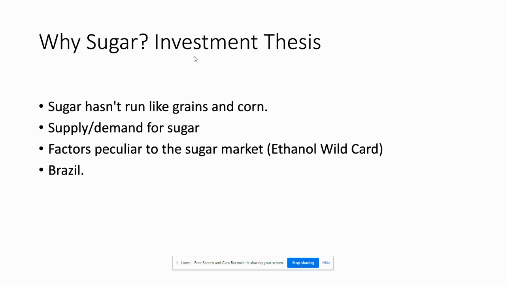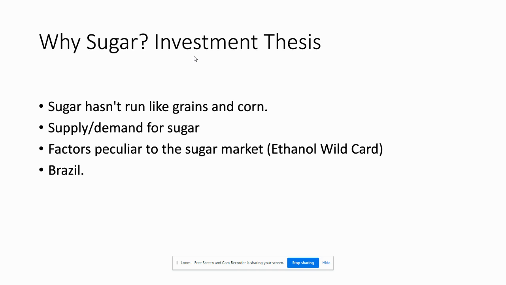Sugar is not a commodity whose supply will take forever to come online. You get 2 crops, I believe, every year with most sugar plantations, whereas it takes maybe 10 years to build out a copper mine. But sugar has not yet run like grains and corn. We're going to look at some supply and demand for sugar.